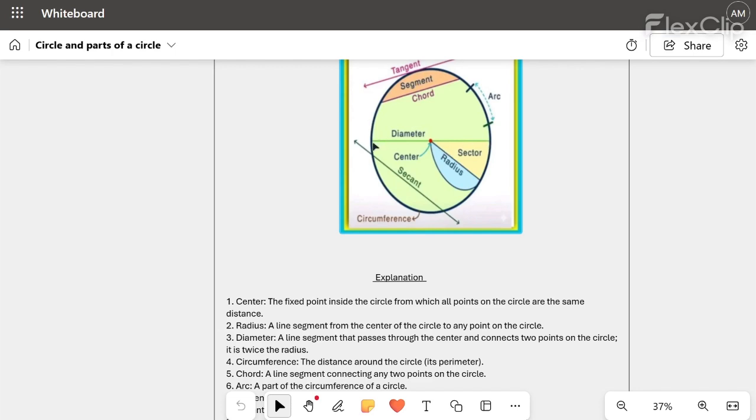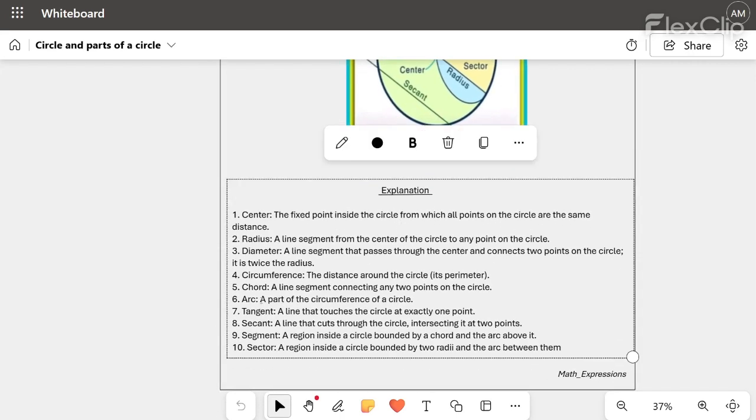This line that is drawn from this point of the circumference to another point of the circumference, passing through the center of the circle, is called a diameter. It can be in this direction, it can be in any direction, but it must start from one end of the circumference, pass through the center of the circle to the other end of the circumference. It is called the diameter.